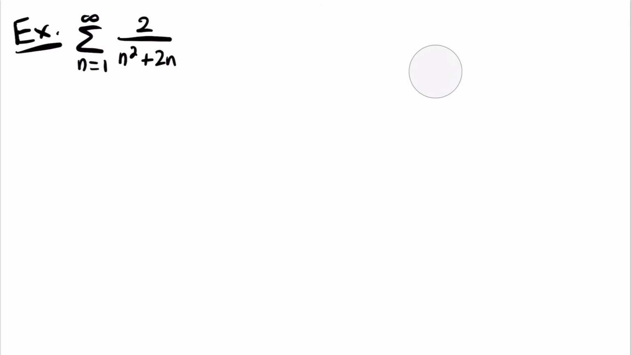Let's take a look at our rational expression. If we want to break this up into partial fractions, we first need to factor the denominator. And note that both terms have n in them. And so we can pull that n out. And so I'll write 2 divided by n times n plus 2. Right? If we pull n out of n squared, we are left with n.